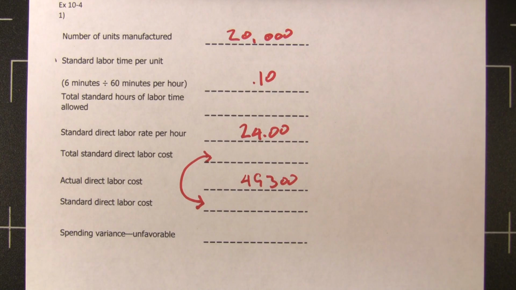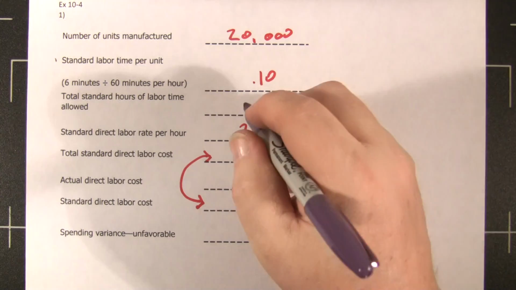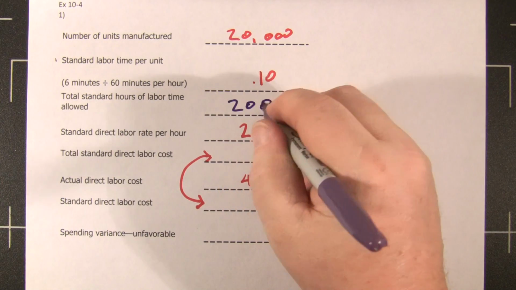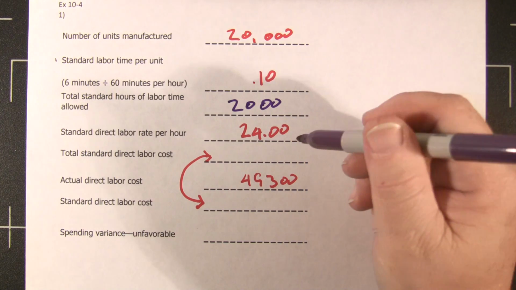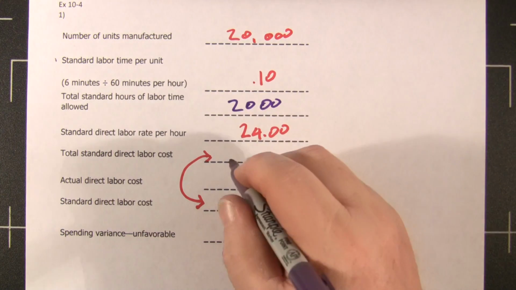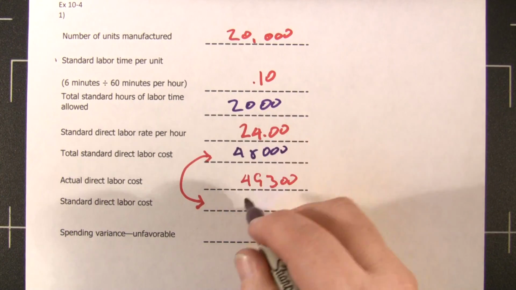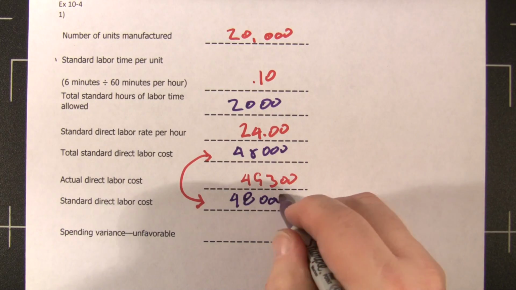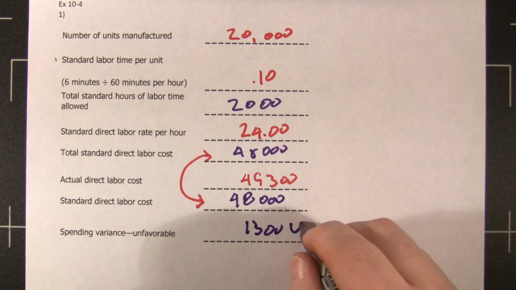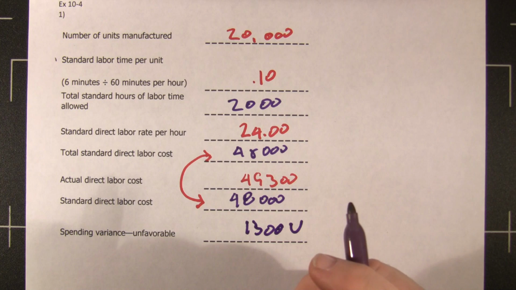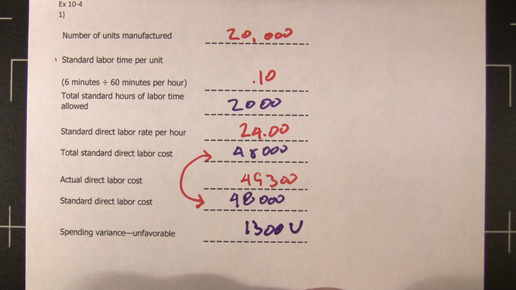Okay, the red numbers are the information they gave us in the problem. This is exercise 10.4 on page 447. So, we should have used 2,000 hours. That's 0.10 times 20,000. That's the standard time given. And our standard rate is $24 an hour, so that's 48,000. So altogether we have a $1,300 unfavorable variance.